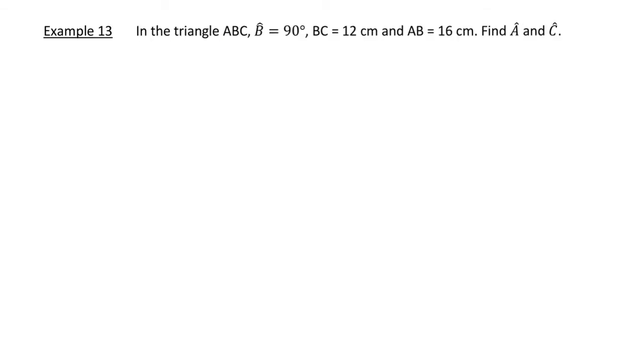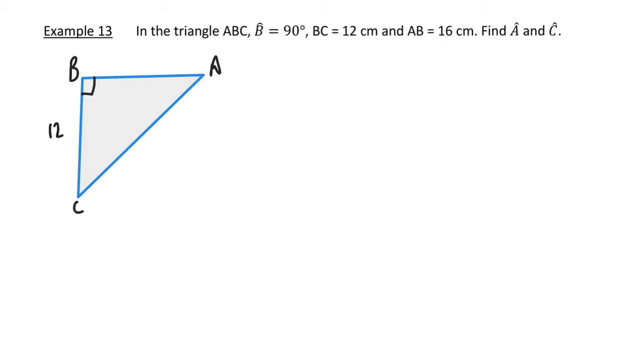In triangle ABC, B is 90 degrees, BC is 12 and AB is 16. Find angle A and C. So the first thing we need to do is draw a right angle triangle, and we're going to label the right angle as angle B, and then the other 2 vertices as A and C. BC is 12, so that's the length joining those 2 vertices, and AB is 16. First of all, we want to find angle A, so let's call that our theta first of all.